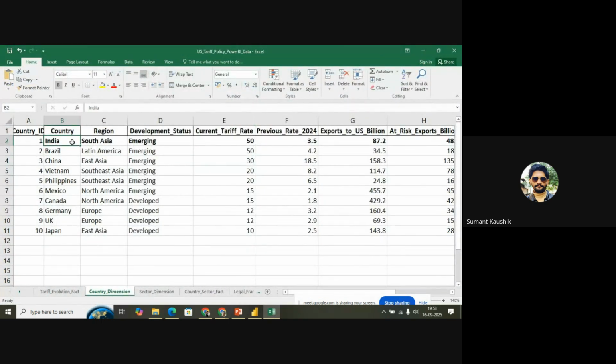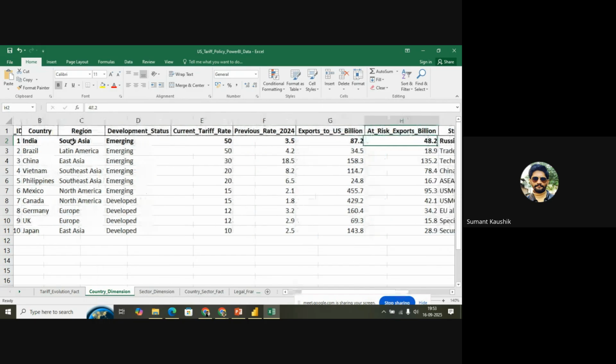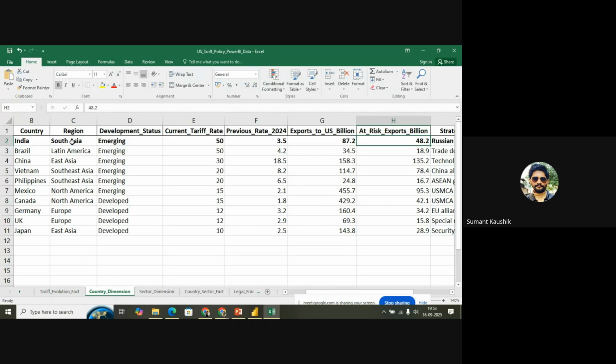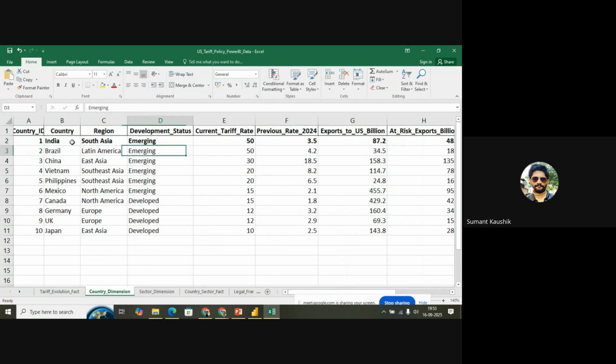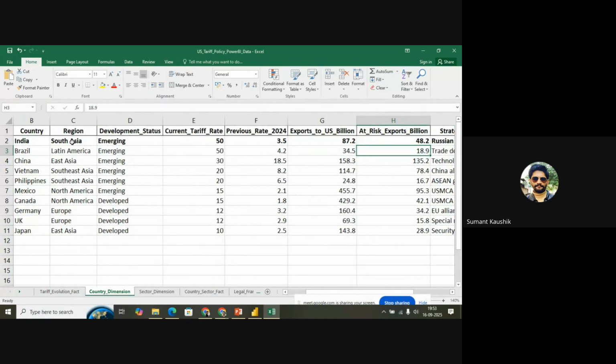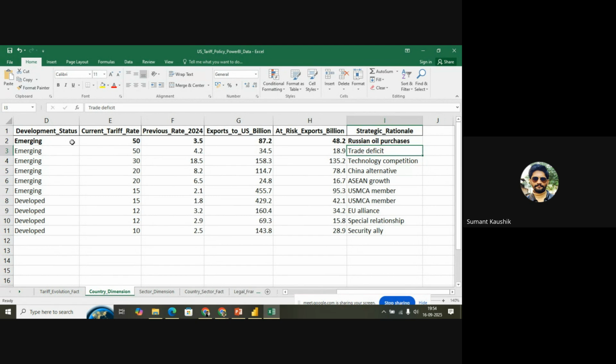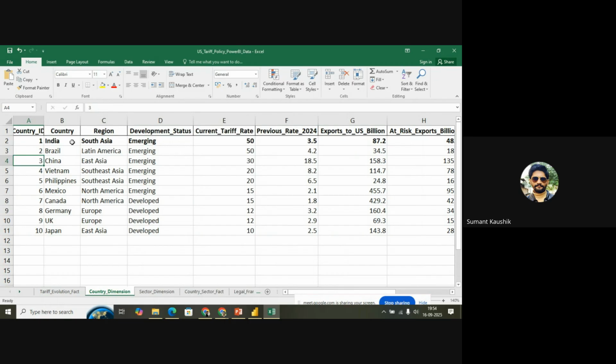So India is a part of the developing, emerging nations. The current tariff rate is 50%, previous was 3.5, with 87 billion in exports. Out of this 87 billion, 48 billion in exports are at risk. And the reason is the Russian oil purchases. Second, the case of Brazil. Brazil also has the same tariff rate of 50%, which was earlier 4.2. It exports $34 billion, out of which 18 billion in exports are at risk. And the reason for this tariff was the trade deficit the US was facing because of trading with Brazil.